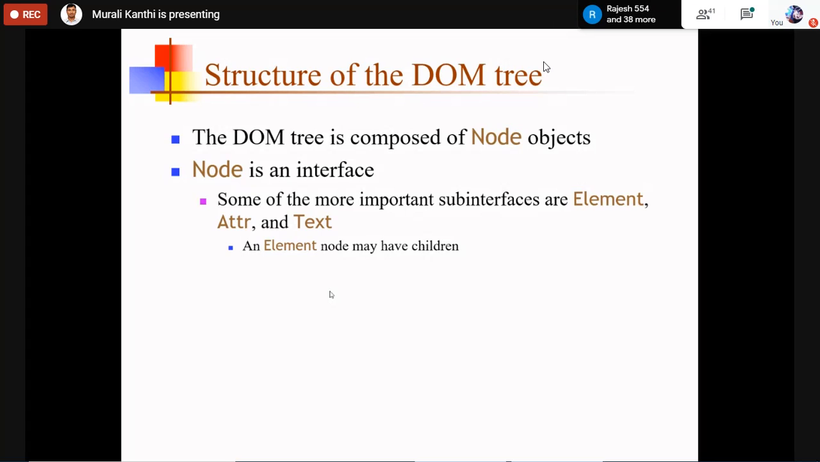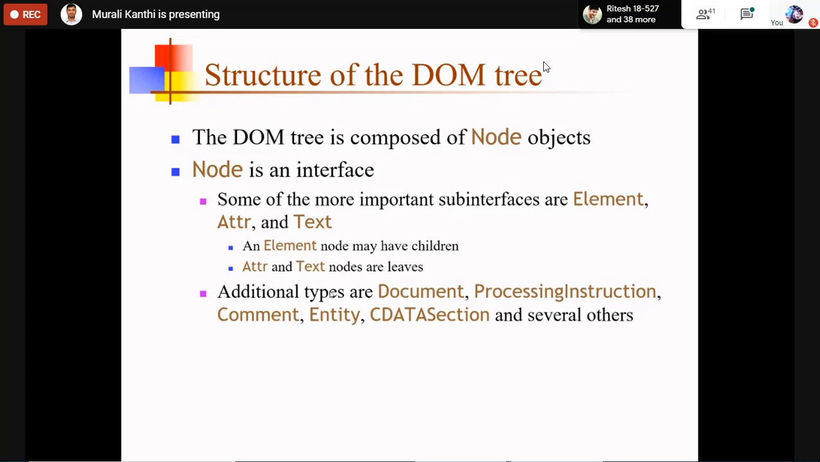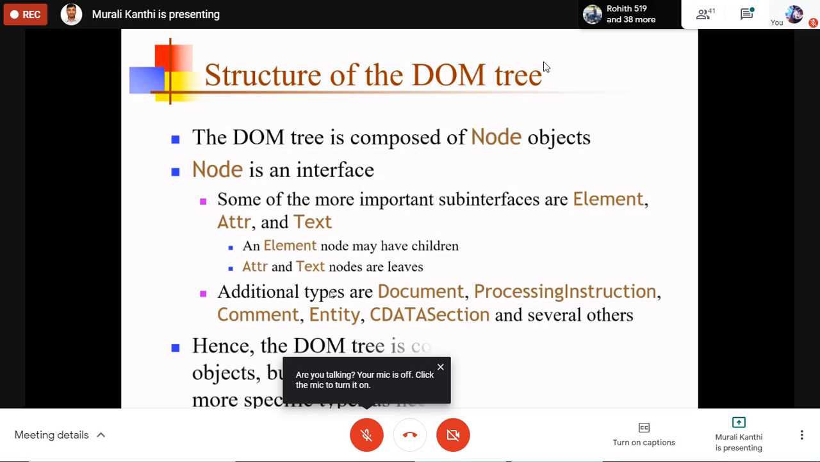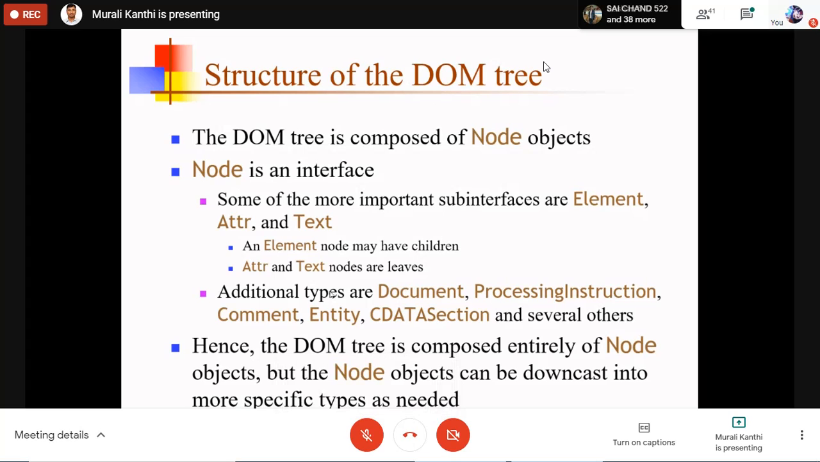An element node may have children, such as sub-elements. Attribute and text nodes are leaf nodes. Additional types are document, processing instruction, comment, entity, CDATA section, and several others. The important ones are element, attribute, and text, which are the common ones. Along with these, document, processing instruction, comment, entity, and CDATA section are the other additional types.